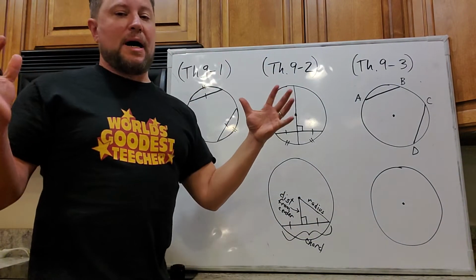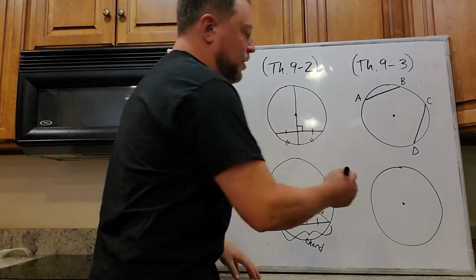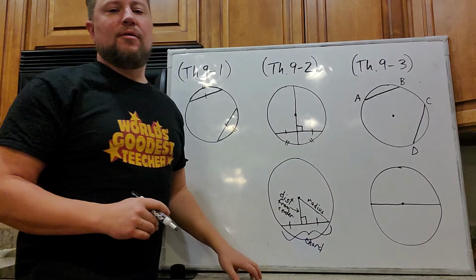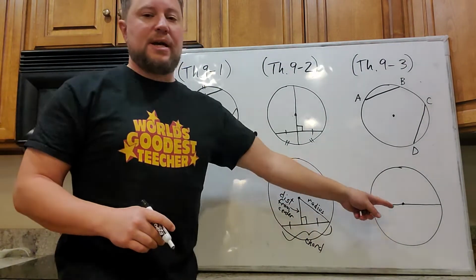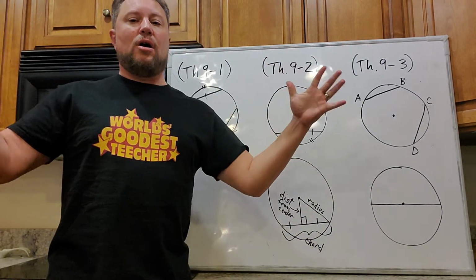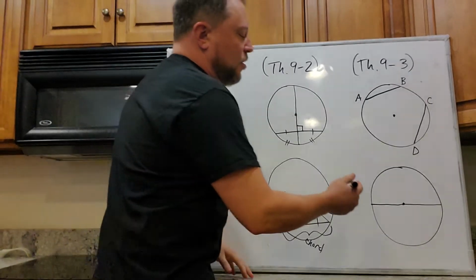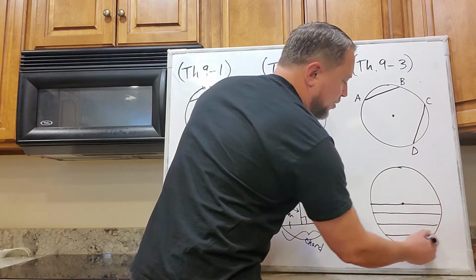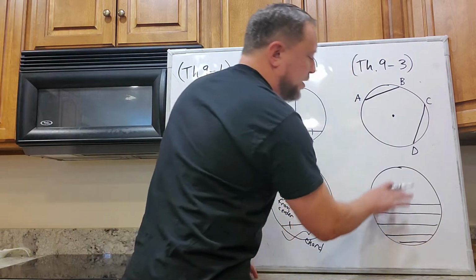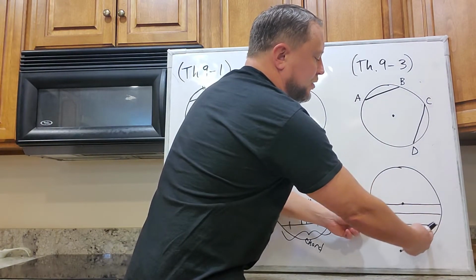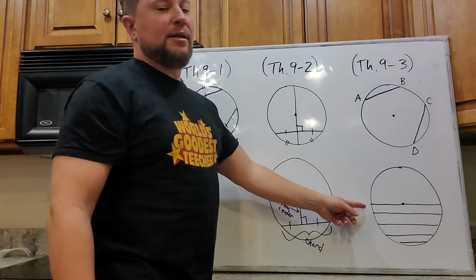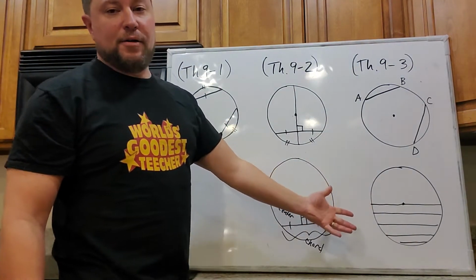The longest possible chord we can make, remember, is a diameter. And it goes right through the center of the circle, so its distance from the center is 0. And that's the longest one we can make. But then I hope you understand that as I work my way further and further away from the center, the chords get shorter and shorter. So there's a direct correlation between the length of a chord and its distance from the center.